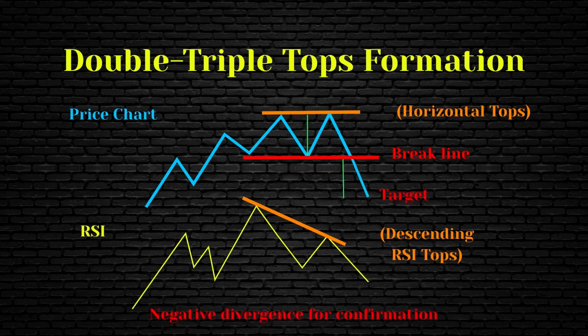Volume is high at the first peak and diminishes at the second, indicating a lack of confidence and can lead to a downturn. Similar to the head and shoulders pattern, a neckline is formed, and the target moves down the distance from the peak to the neckline.